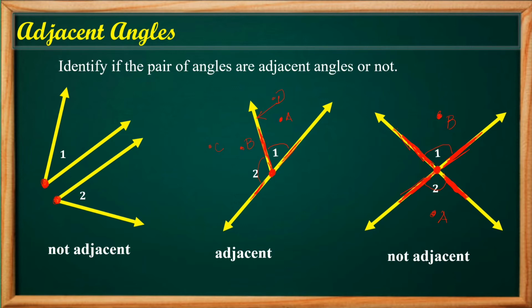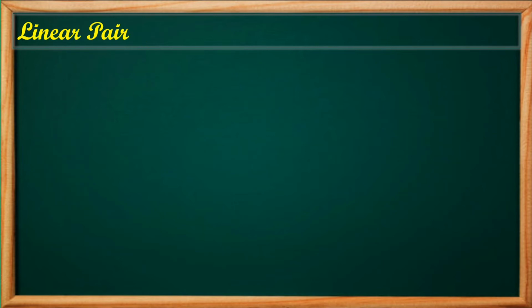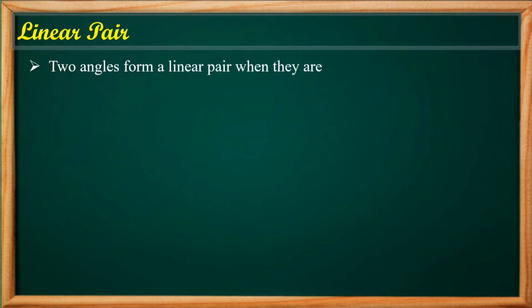Okay, na-discuss natin ang tatlong angle pair. Una, complementary angles. Pangalawa, supplementary angles. Pangatlo, adjacent angles. And pang-apat is linear pair. Now, linear pair. If the two angles form a linear pair when they are adjacent, that is the first condition. Linear pair kapag adjacent and they are supplementary. Dalawang condition. Pwede siyang tawaging linear pair kapag they are adjacent angles and they are supplementary angles.